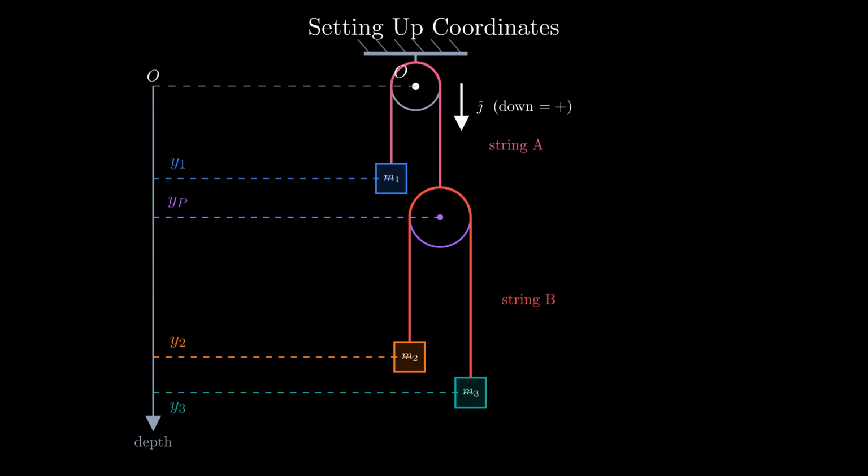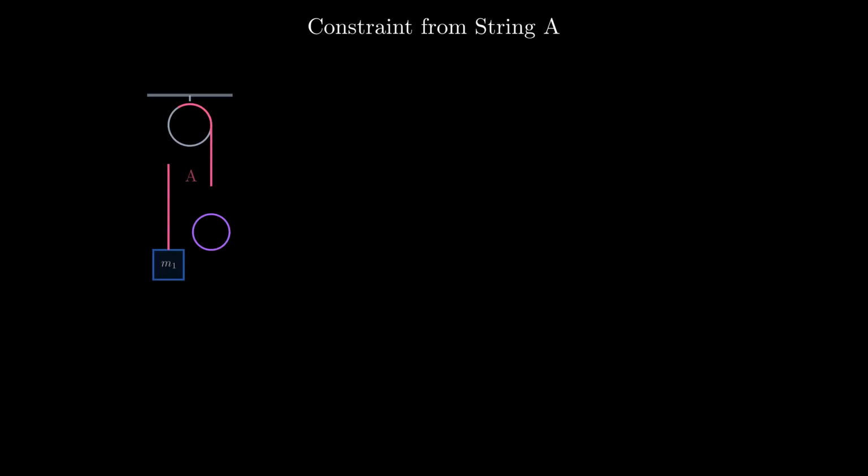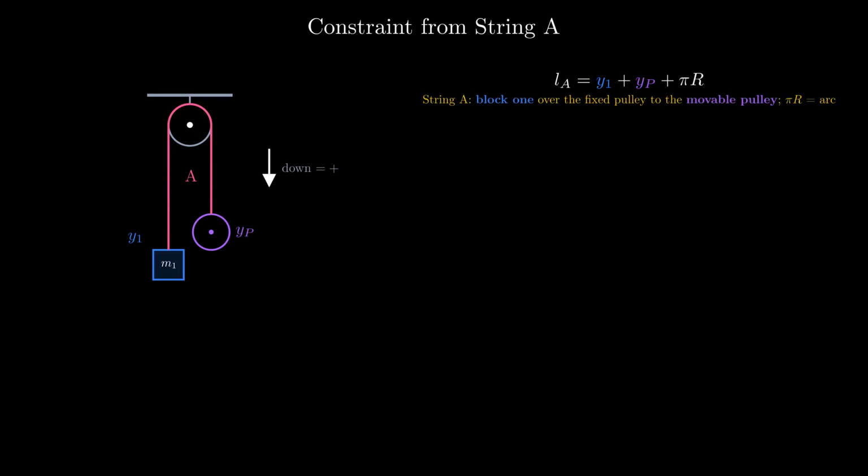String A runs over the upper pulley. String B runs over the lower one. Both pulleys have radius r. Look at string A. It runs from block 1 up over the fixed pulley and back down to the movable pulley P. Its length is y1 plus y sub P plus the small arc of rope that wraps the pulley, pi times r. Here is the key move.